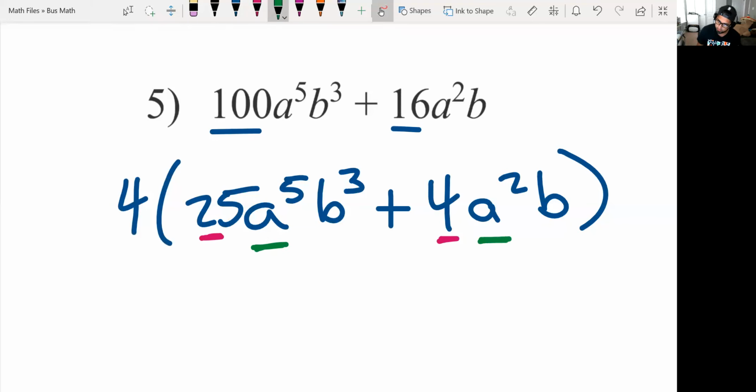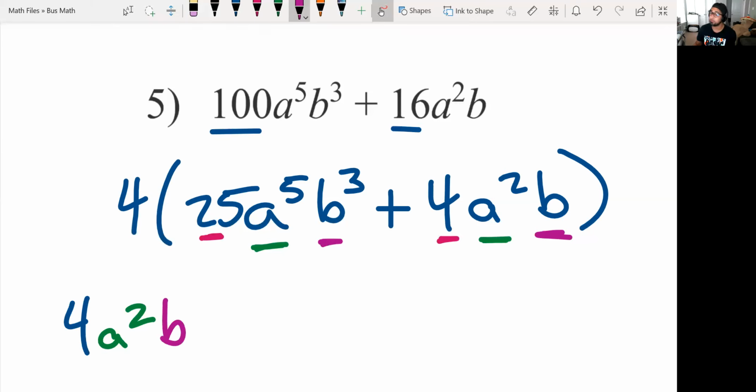So now we move on to the variables. A to the 5th, a squared, and remember with variables, you can only take out the smallest power you see. So from a to the 5th and a squared, the smallest power here is a squared. So that's what we'll factor out. 4a squared. And then why not do it all at once, right? Let's see. B cubed and b. We're going to take out the smallest power of b, which is that b at the end, b to the 1st. So I have 4a squared b.